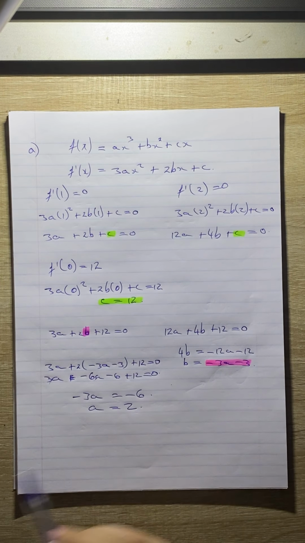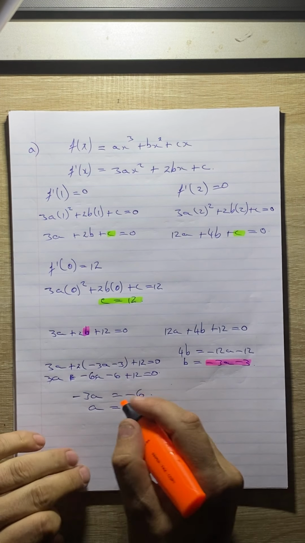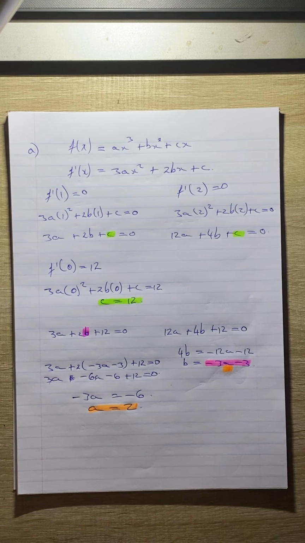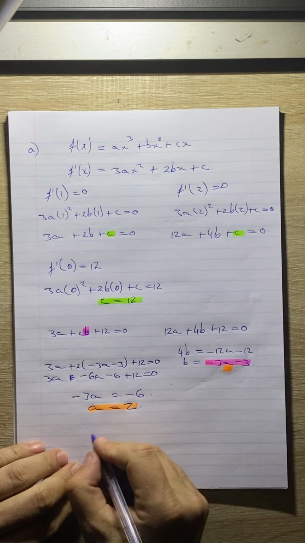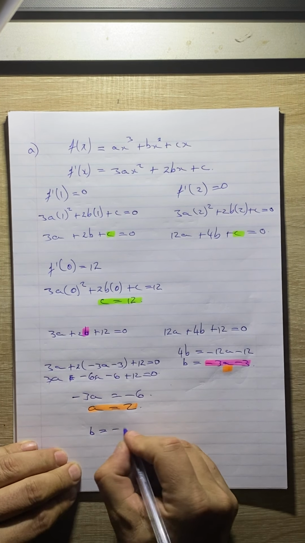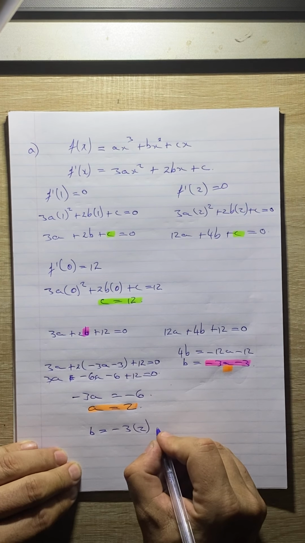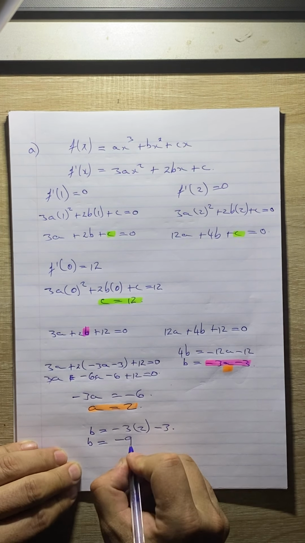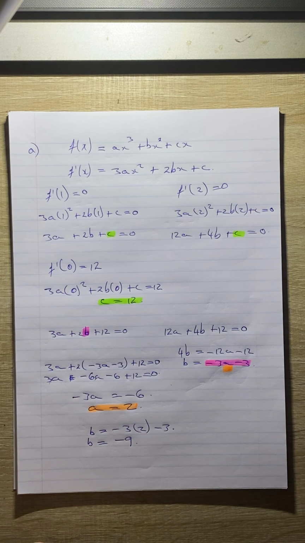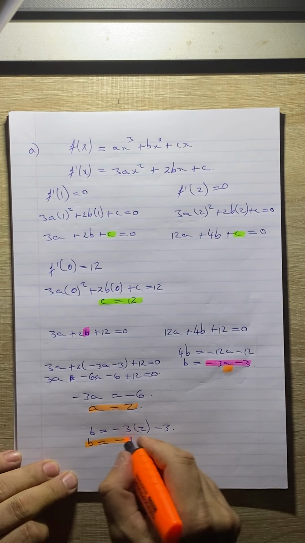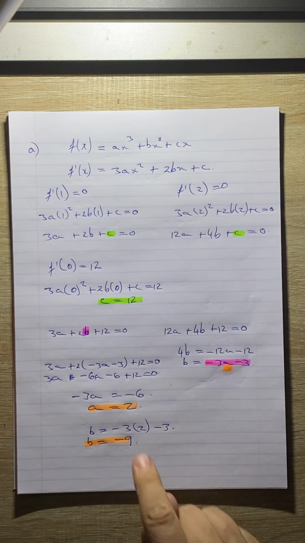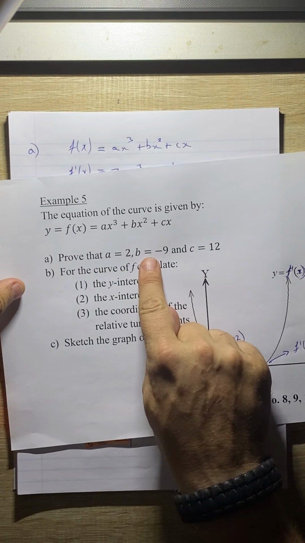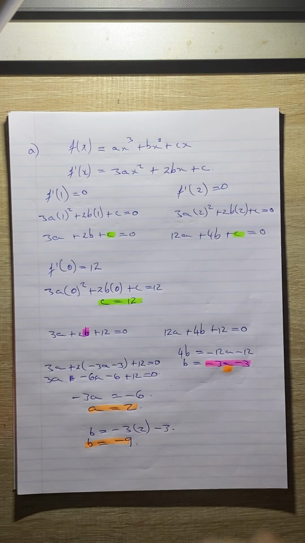All right, I'm now going to take that 2 value and substitute it in here where a is, to get the b. So b is equal to minus 3 times 2 minus 3. So b is equal to minus 6 minus 9. All right, so we have our c is 12, a is 2, b is minus 9. So a is 2, b is minus 9, c is 12. And that's what they wanted.